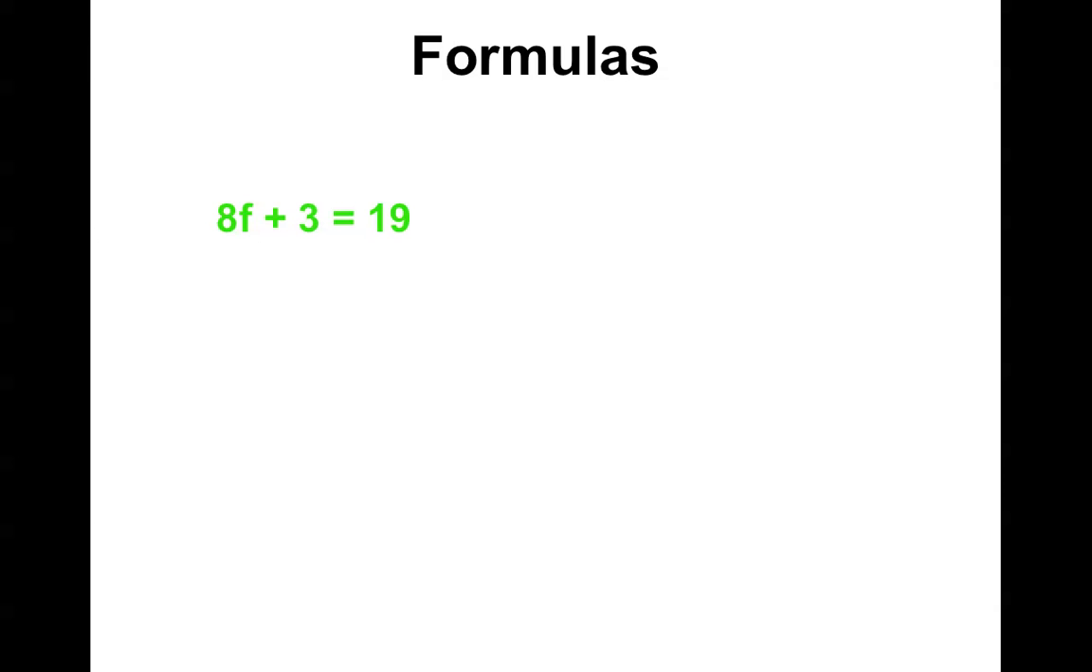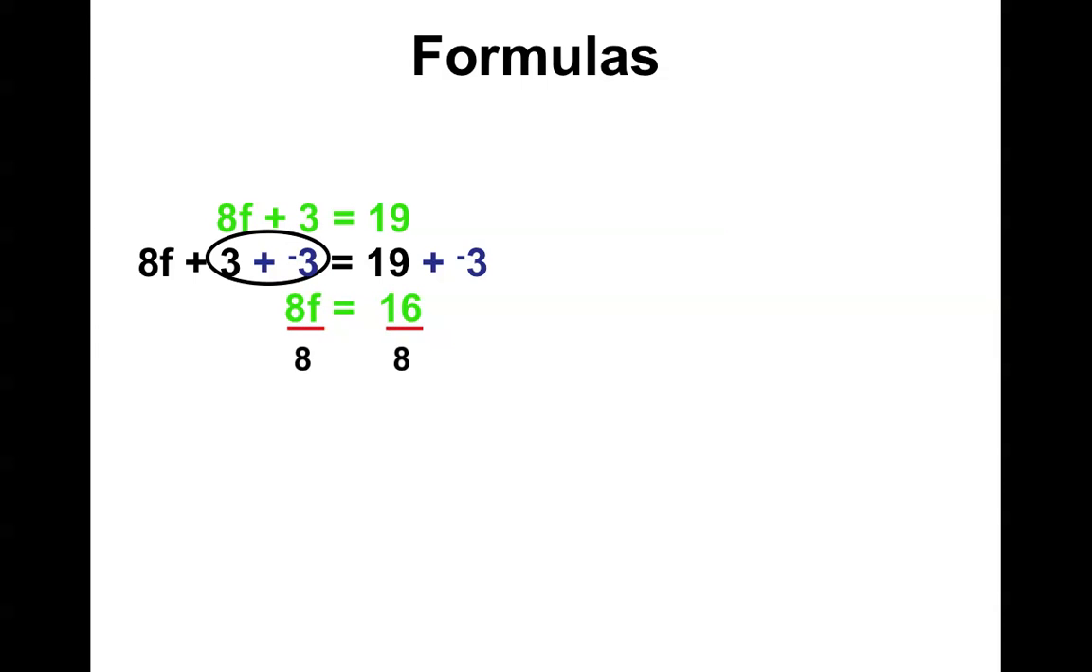This is a problem that you've seen done in class many times. We solved this by using the addition property of equality and the multiplication property of equality. We always undo what is being added on first. Therefore, I go minus 3 and minus 3. I end up getting 8f equals 16, and I use the division property of equality to divide by 8 and divide by 8. And there's our answer. This is something we've done lots in this chapter already.